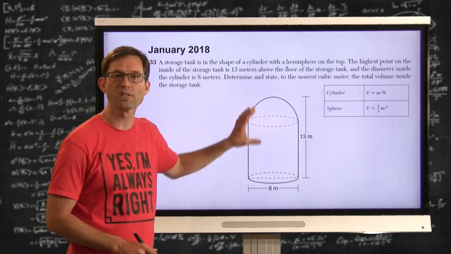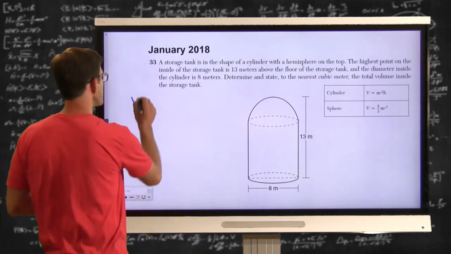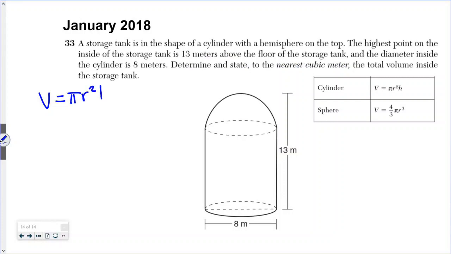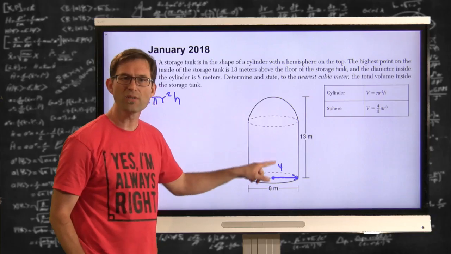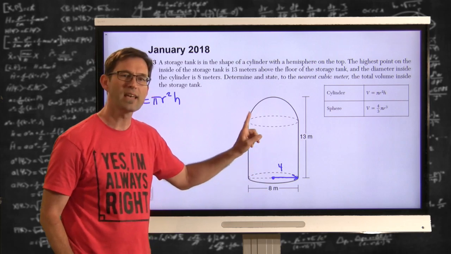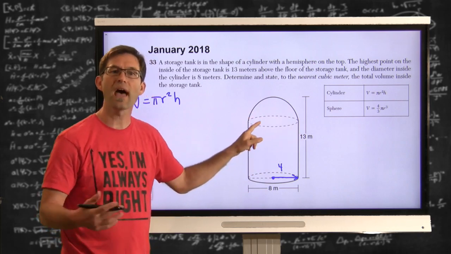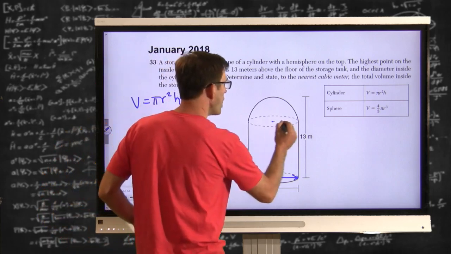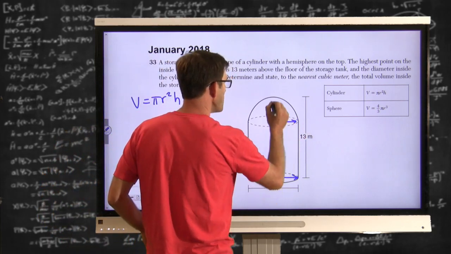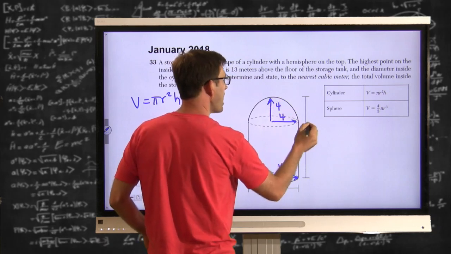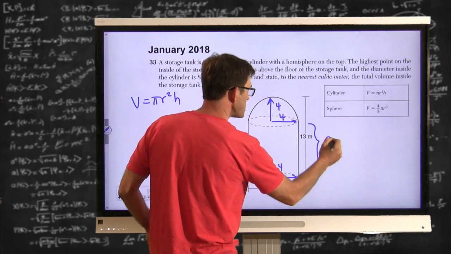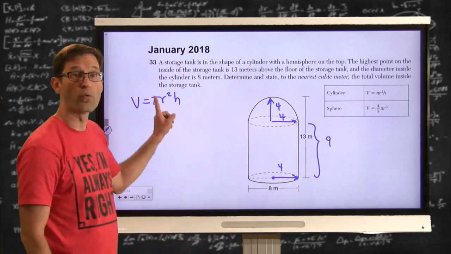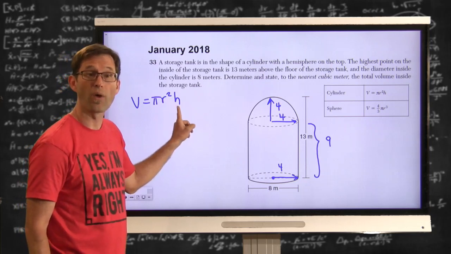Because we've got a cylinder and a hemisphere, let's deal with the cylinder first. The volume of a cylinder, as we just saw, is pi times r squared times h. Do I know those two things? I do know that the radius is 4. But what's the height? They've made that a little tricky, because this is a hemisphere, and a hemisphere is half of a sphere. Since I know this is 4, I also know this is 4. And since that's 4 and this is 13, I can now say that's 9. So the radius of the cylinder is 4 and the height is 9.